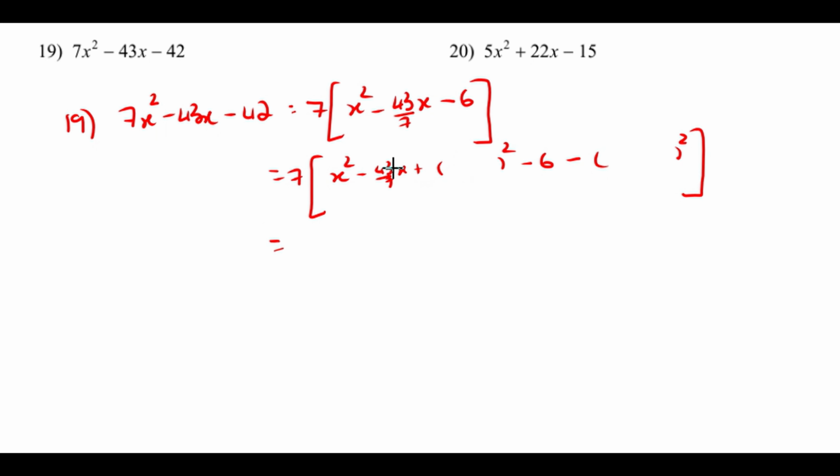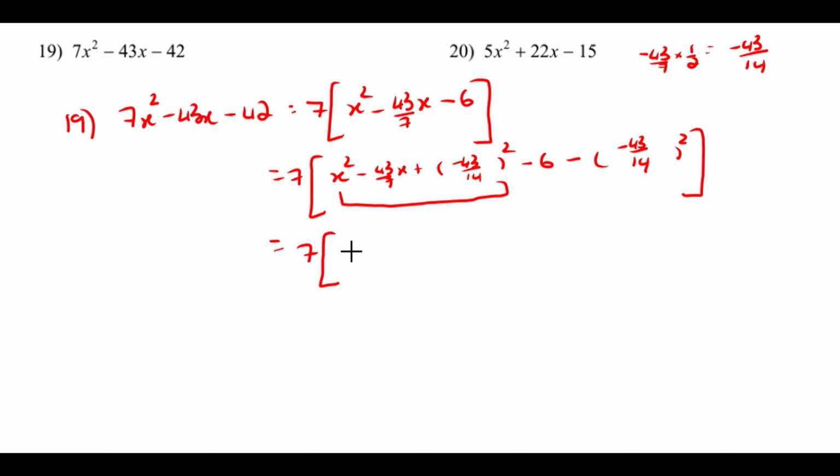Inside that bracket is half the coefficient of x, so half of minus 43 over 7. Minus 43 over 7 times a half is minus 43 over 14. Minus 43 over 14 goes into both brackets. The first 3 terms form a perfect square trinomial. So open up round brackets and square it. Terms that go in are that term and that term. So x minus 43 over 14 minus 6 minus, and we can just use a calculator for that.